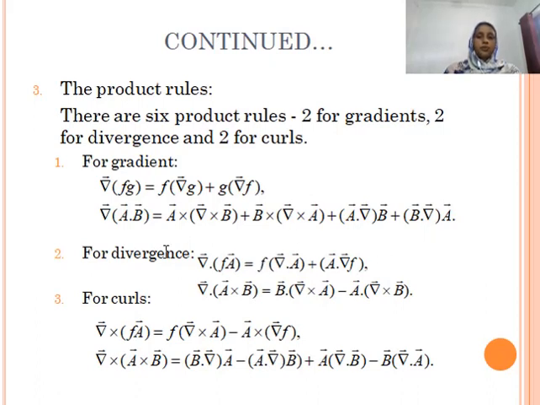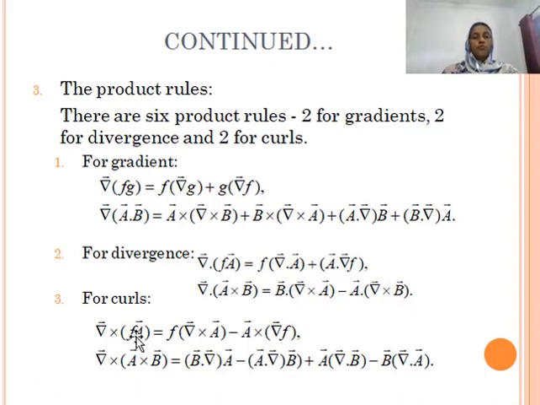Okay, so these are the rules for the gradient of A dot B. In the case of divergence, del dot acts on a vector operator. So either you have fA, where f can be a scalar function, then you get f del dot A plus A dot gradient f. Del dot (A cross B) equals B dot (del cross A) minus A dot (del cross B).